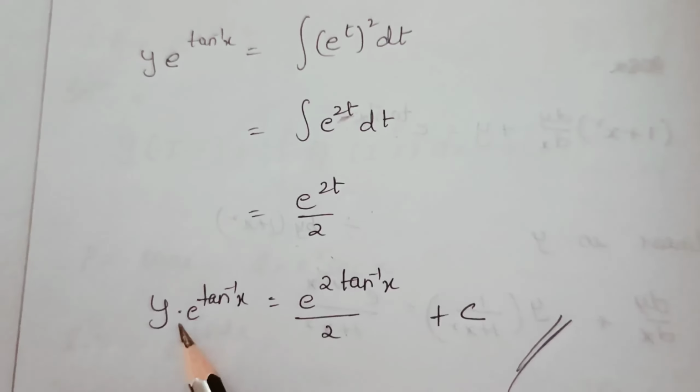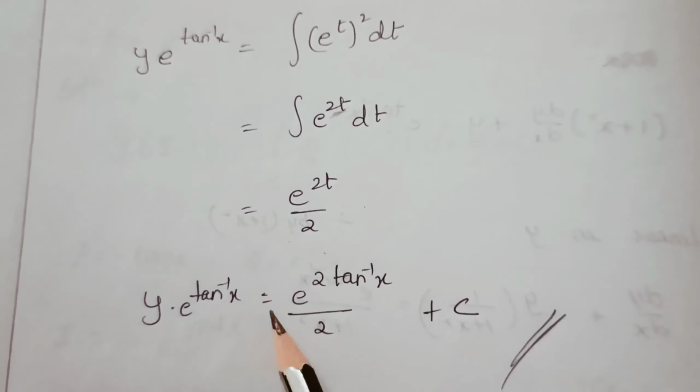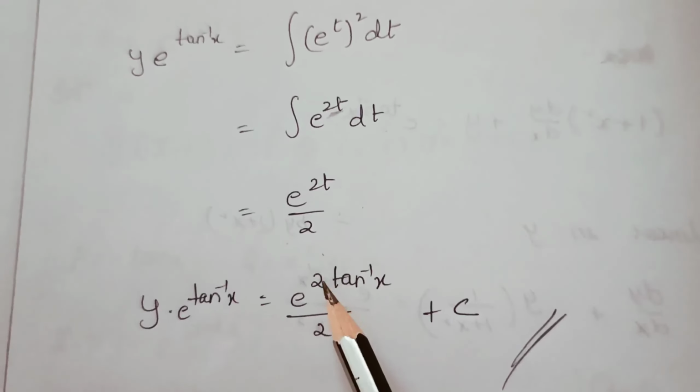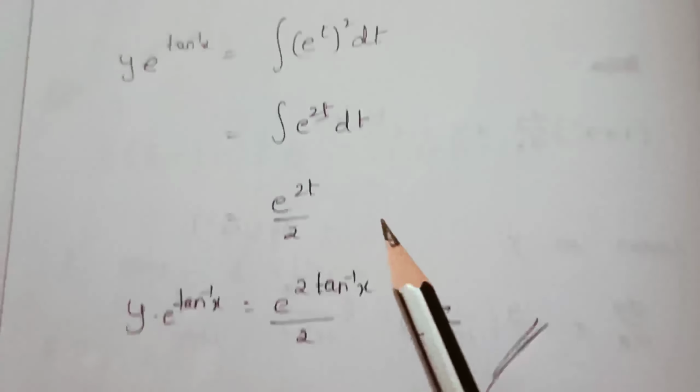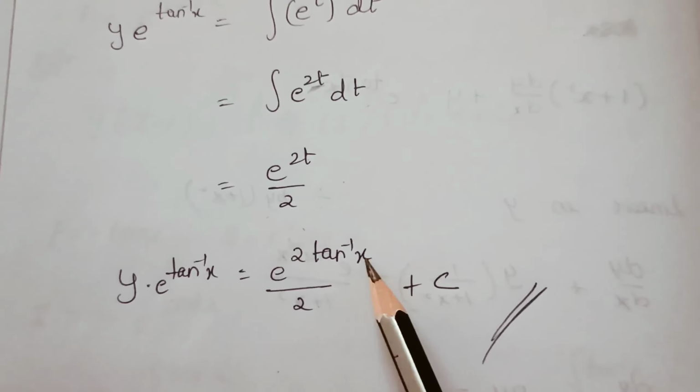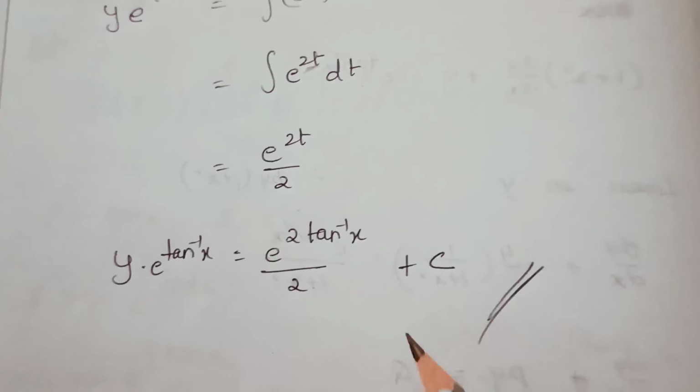So y into e to the power of tan inverse x is equal to e to the power of 2t by 2. The t value is how much? Tan inverse x. Now substitute tan inverse x for t, so we get e to the power of 2 tan inverse x by 2 plus c.